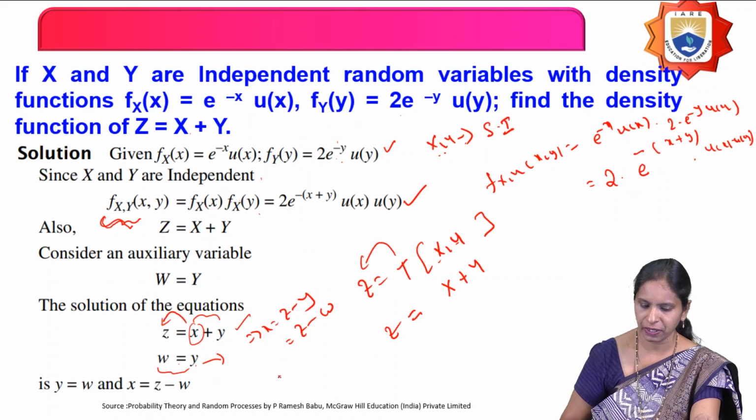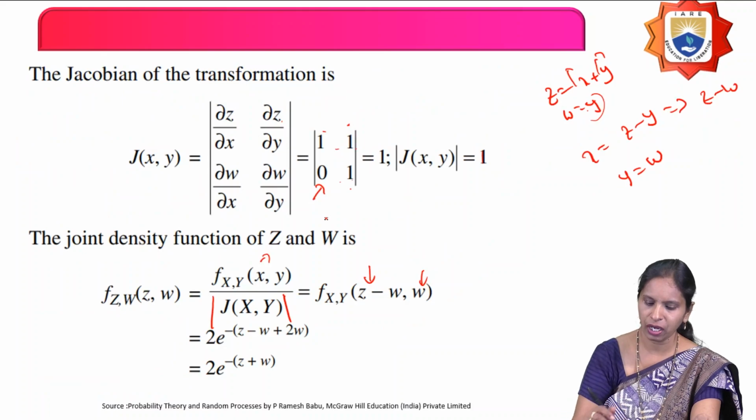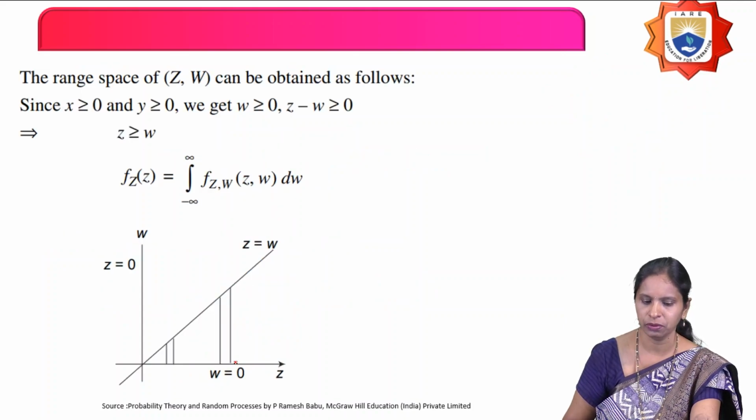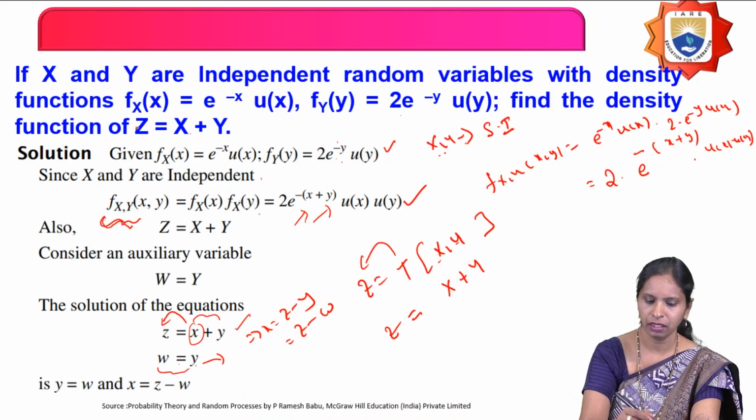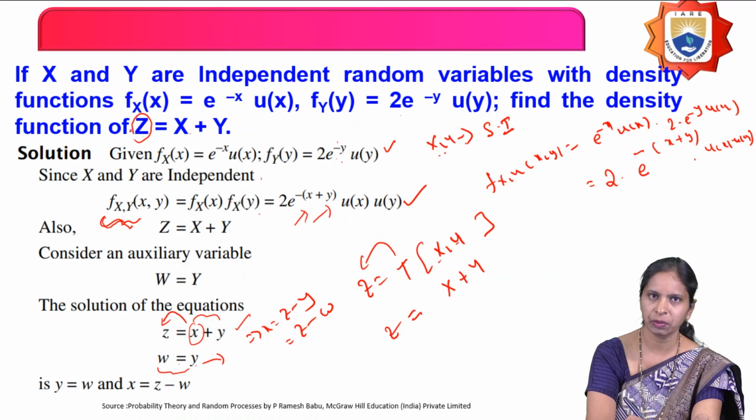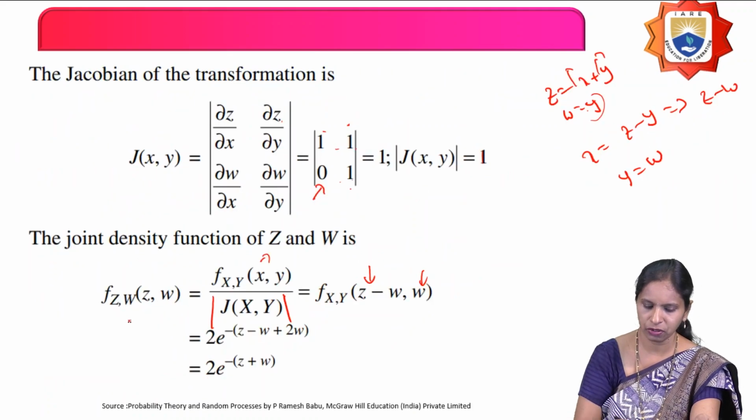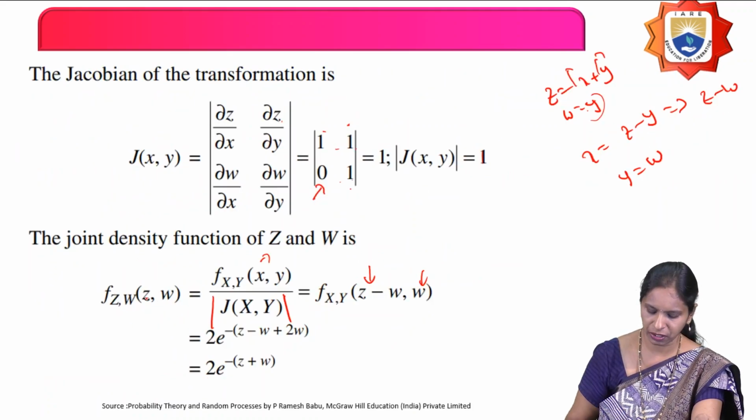Then what is f_XY(x, y) here? It is 2 times e to the power minus (x plus y) into u(x) into u(y). Now in place of x and y, what do we have here? z minus w and w. Therefore, f(z, w) equals 2 times e to the power minus (z minus w).